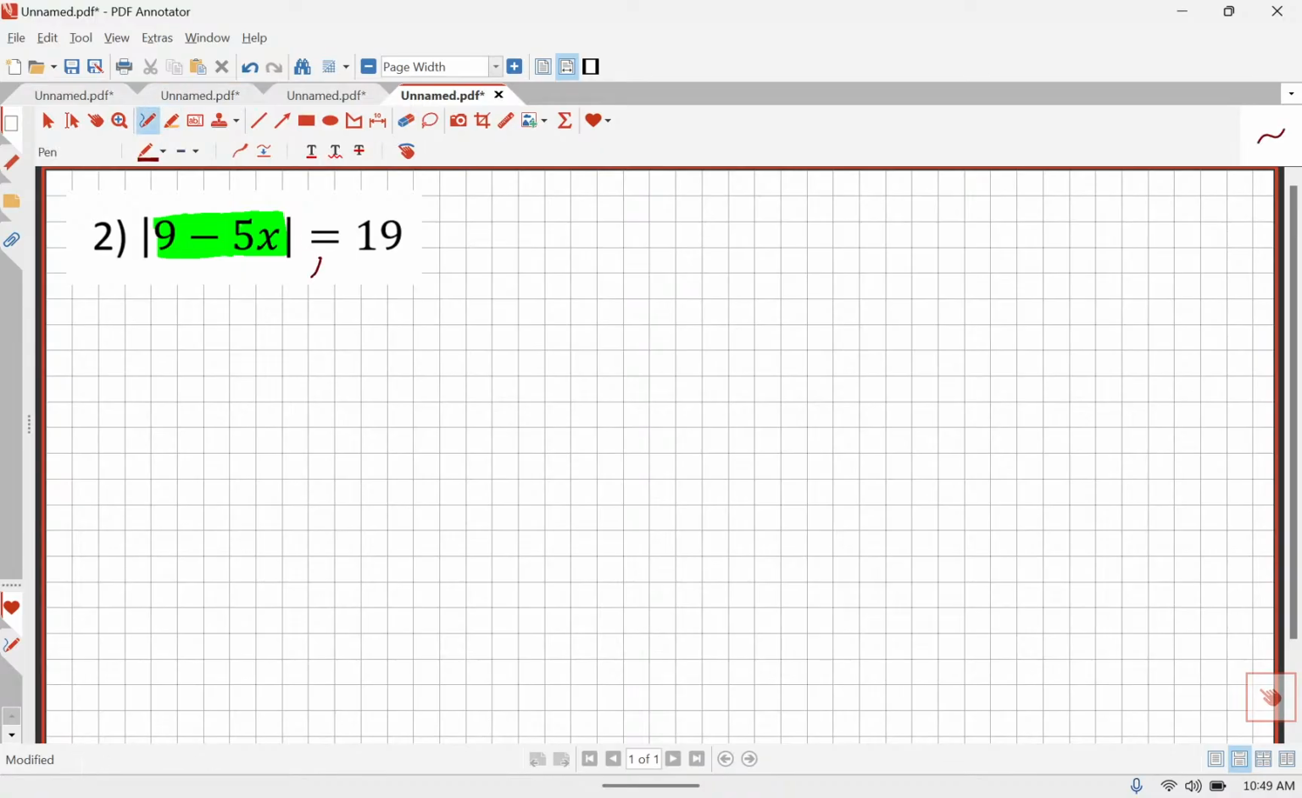So what we're going to say is this stuff that I've highlighted in green, this stuff on the inside, 9 minus 5x, it might be equal to 19, but it might also be equal to negative 19. When I have an absolute value equation, I wind up getting an equation that I have to solve twice. I have to split it up like this and think of the 2 different possibilities of how that could go.